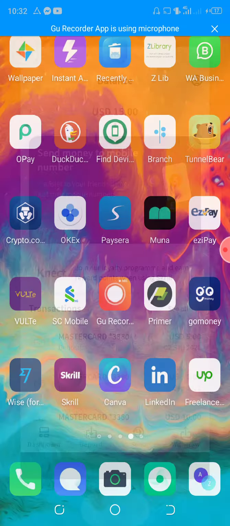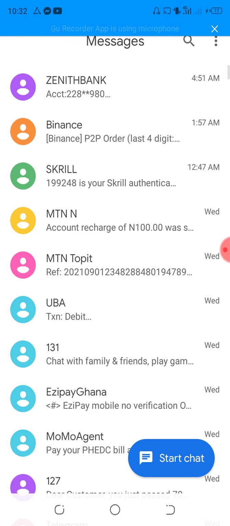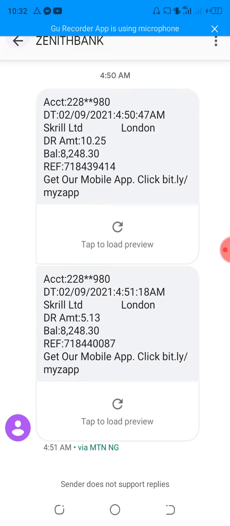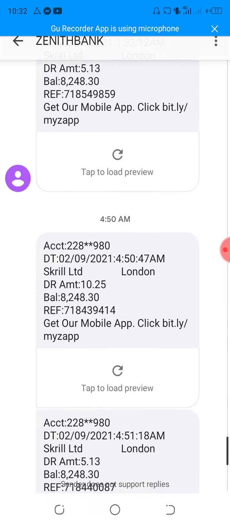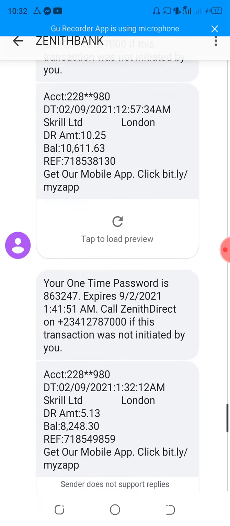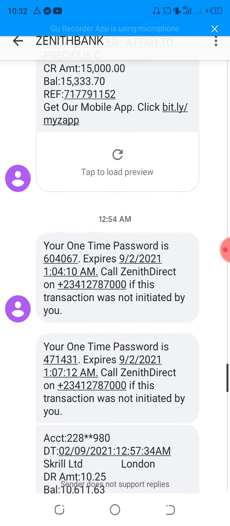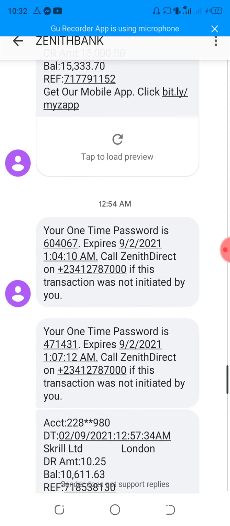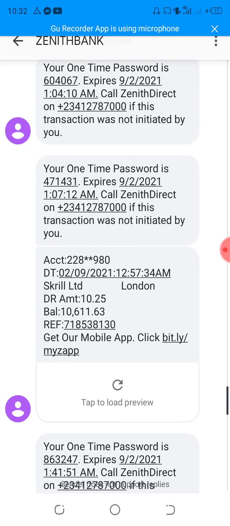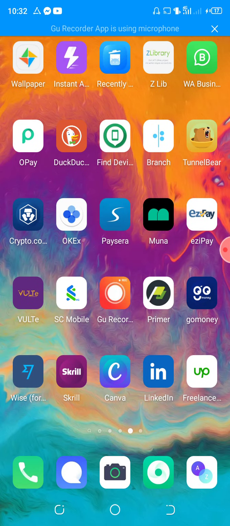So guys, let's take a look at my bank app, and let's see. Okay, so yesterday I bought. I had a balance of over 15,333 naira. After buying $10, I was left with 10,6113. Now let me go to my calculator.